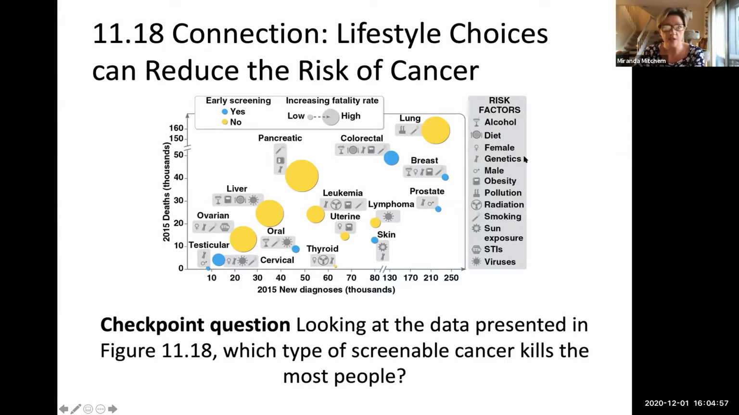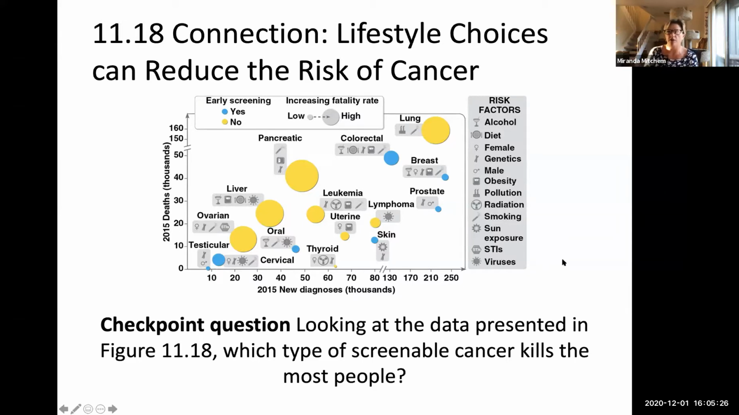Breast cancer certainly is more common in females, but it can occur in males. We've got genetic factors. For a male, we're talking about testicular cancer, for example. A person being overweight is associated with a risk for cancer. Pollution, radiation, smoking cigarettes, exposure to sun, sexually transmitted infectious diseases such as human papillomavirus.